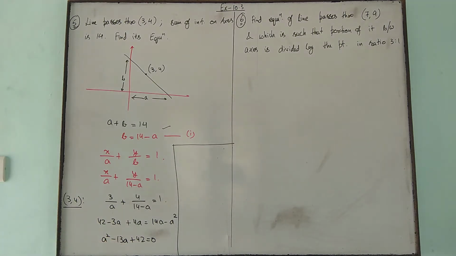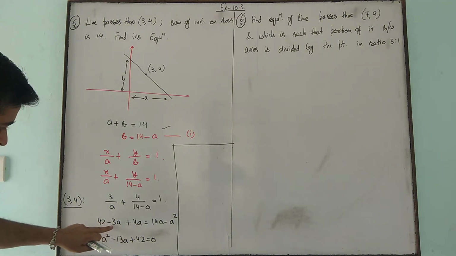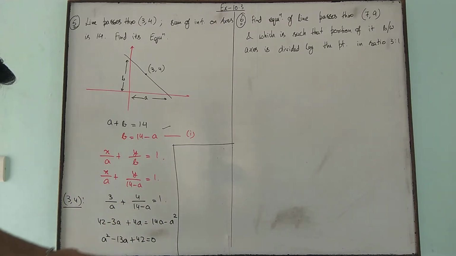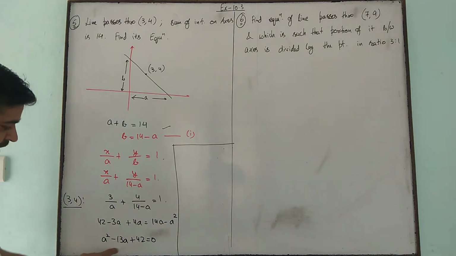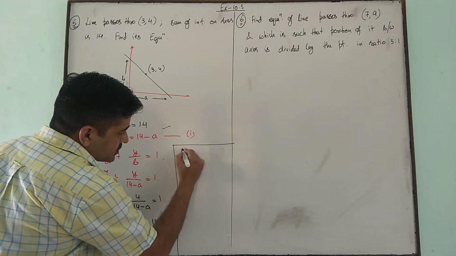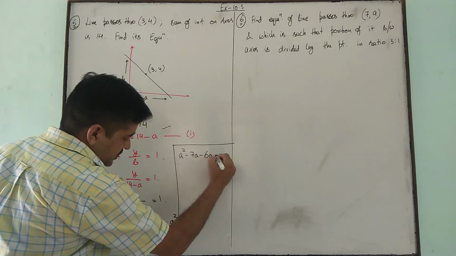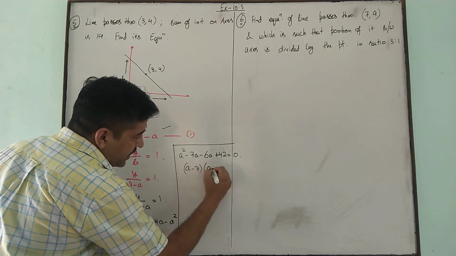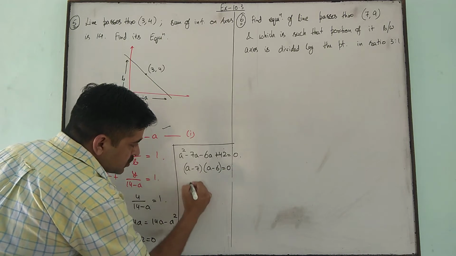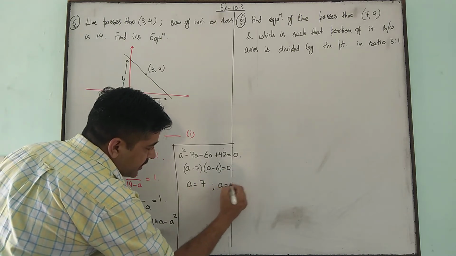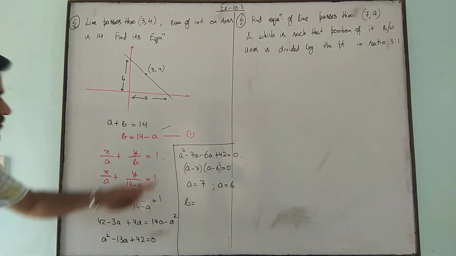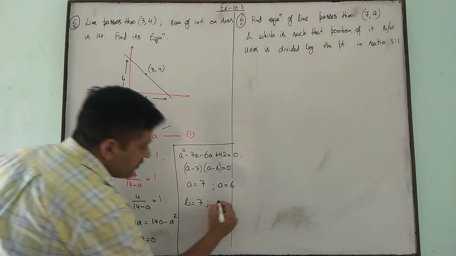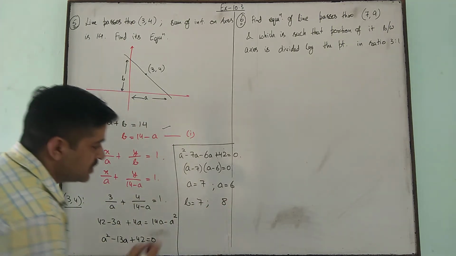What will be the factors here? 7 and 6. So we got A square minus 7A minus 6A plus 42 is equal to 0. So (A minus 7)(A minus 6) is equal to 0. So A is 7 and A is 6. If A is 7, then from equation 1 B will be 7, and if A is 6, B will be 8.